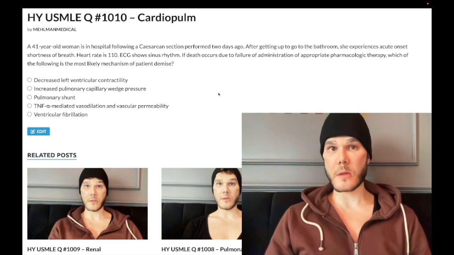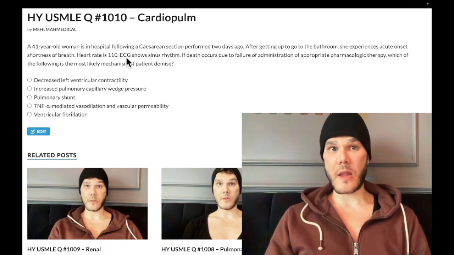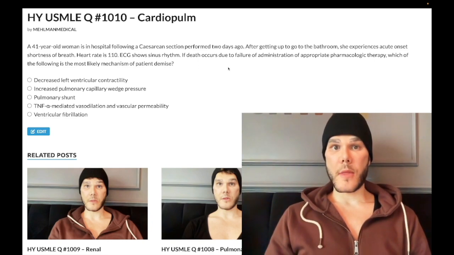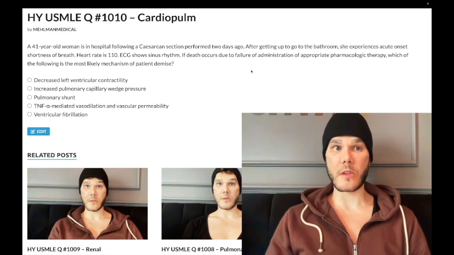A 41-year-old woman is in hospital following a C-section 2 days ago. After getting up to go to the bathroom, she experiences acute onset shortness of breath. She has sinus tachycardia. The question asks, if death occurs due to failure of administration of appropriate pharmacologic therapy, which of the following is the most likely mechanism of patient demise?